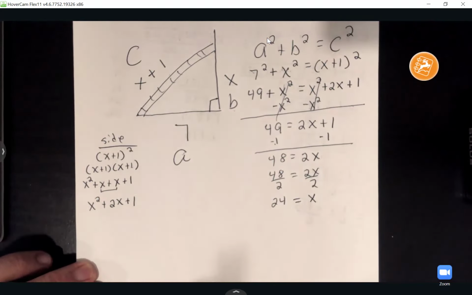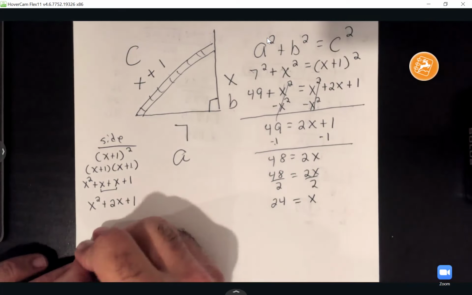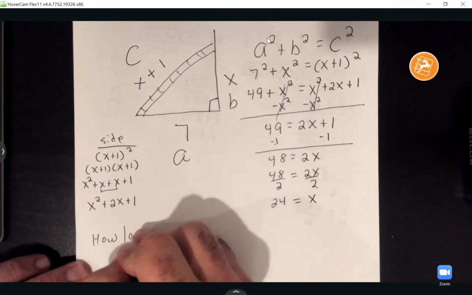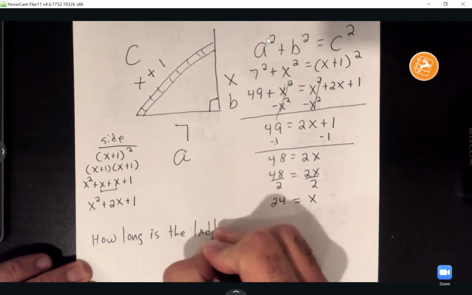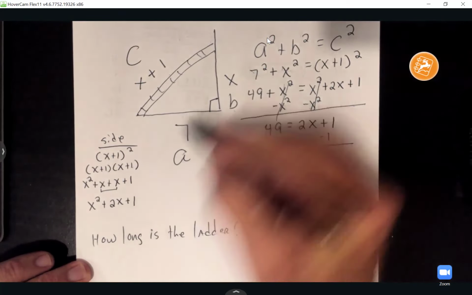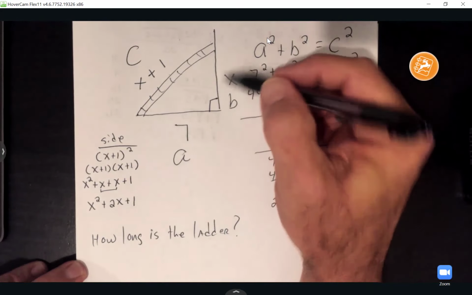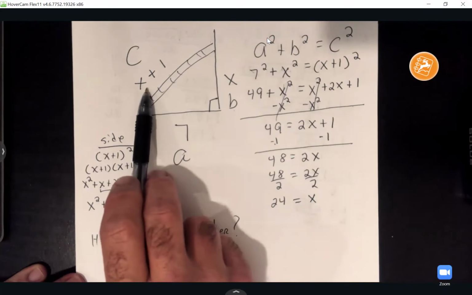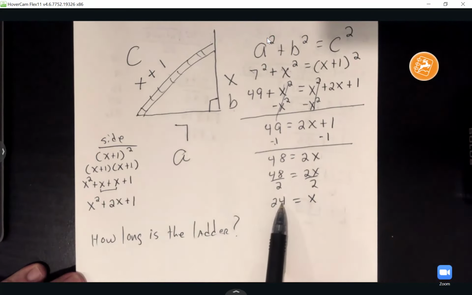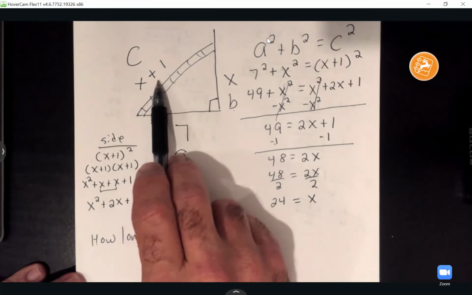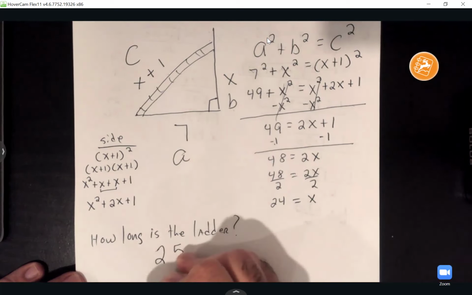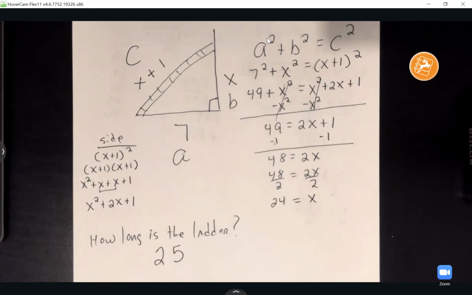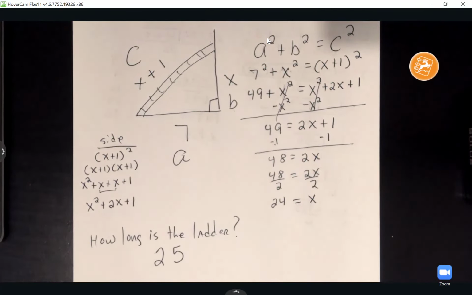Now, y'all, that's not the answer they want. Because on this one, they want to know how long is the ladder. They don't care about how high it's up on that wall. The only thing they want to know is how long is that ladder. So we're going to take that 24 for x, add 1, and that's going to give us 25. So this one was only looking for the one measurement, okay?